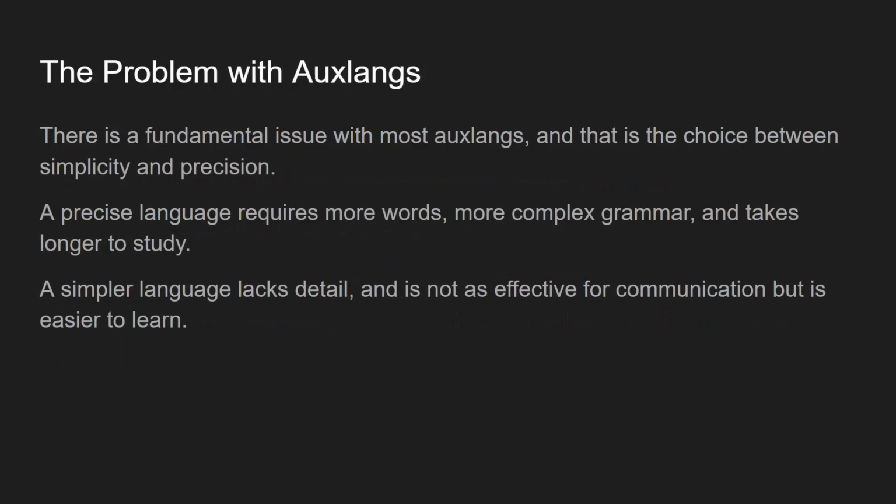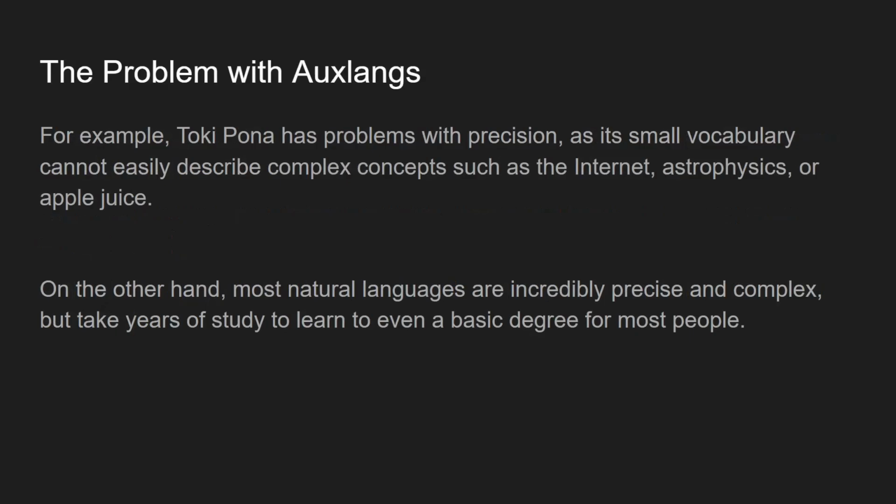The problem with auxlangs. There's a fundamental issue with most auxlangs, and that is the choice between simplicity and precision. A precise language requires more words, more complex grammar, and takes longer to study. A simpler language lacks detail and is not as effective for communication, but is easier to learn. For example, Tokipona has problems with precision, as its small vocabulary cannot easily describe concepts such as the internet, astrophysics, or even apple juice. On the other hand, most natural languages are incredibly precise and complex, but take years of study to learn even a basic degree for most people.